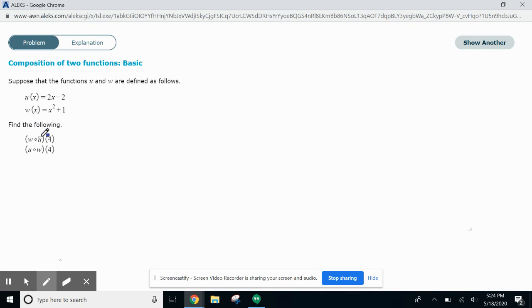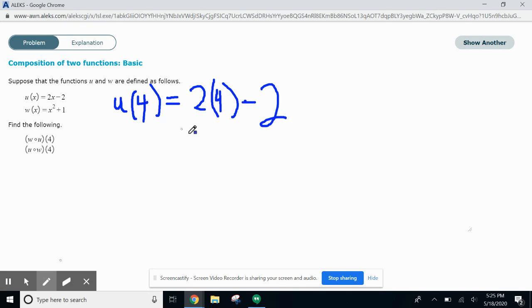I'll do the first one, w of u of 4. So use the inside one. That's what we're going to start with. So now u of 4. U of 4 is going to be 2 times 4 minus 2. So now I have u of 4. 2 times 4 is 8. 8 minus 2 is going to be 6. So now I have u of 4 equals 6.